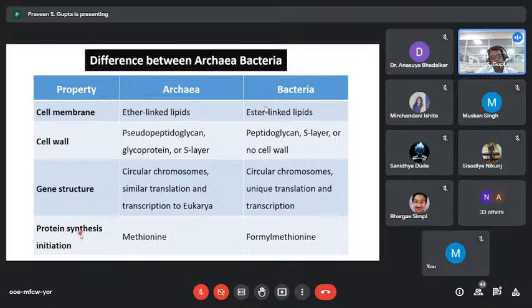And the fourth difference you can see is, of course, part of gene-related features, but I'm mentioning it separately because questions ask it separately: in bacteria you can find formyl methionine, whereas in archaea you can find methionine as the first amino acid. That is the initiation. Okay, so these points you should remember.